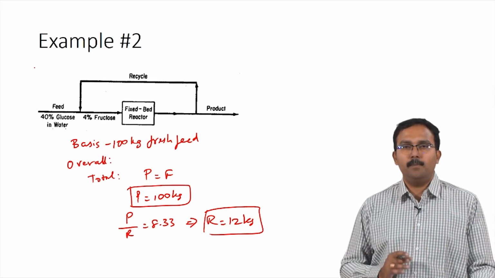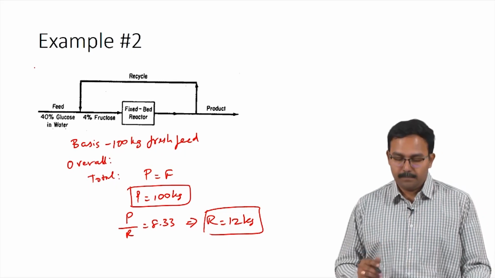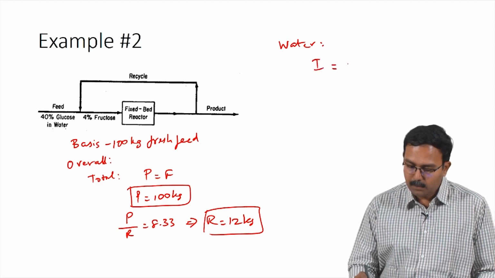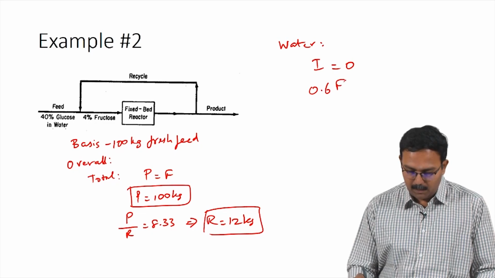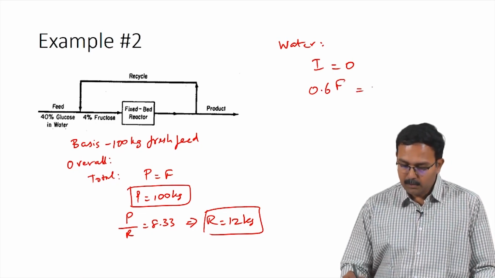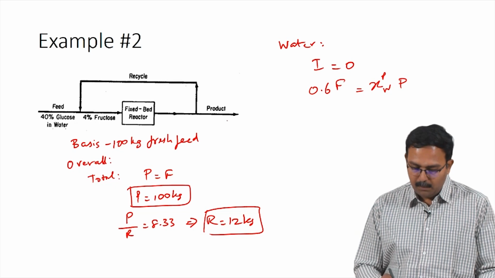If we were to write a component balance for water, it would come down to input equals output. So, let us do that. Water balance equation would be input equals output. So, input water is basically 0.6 times F. We need to calculate output water. So, let us call the mass fraction of water in the product stream as XWP times P. So, let us label what these are.